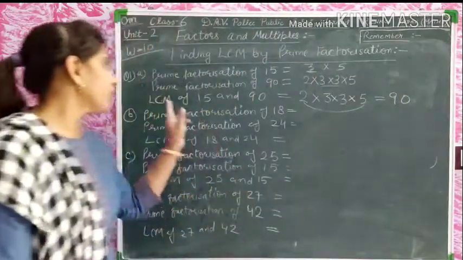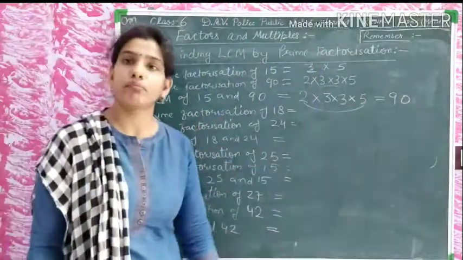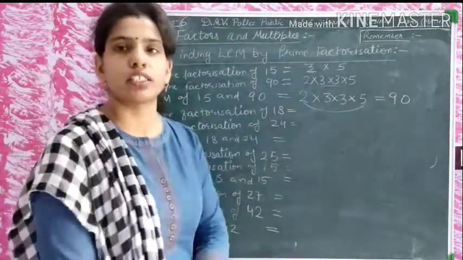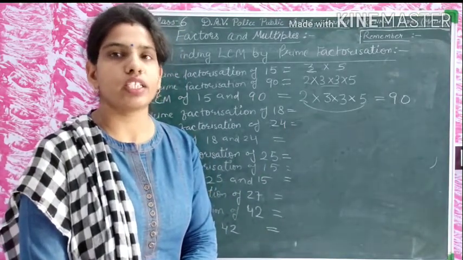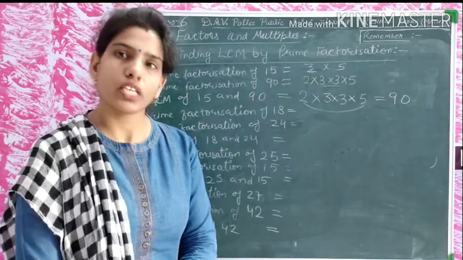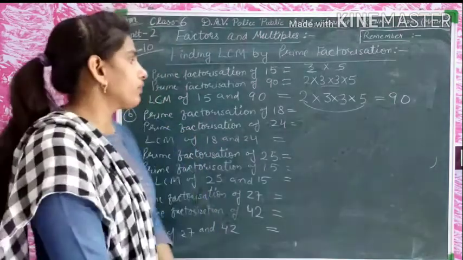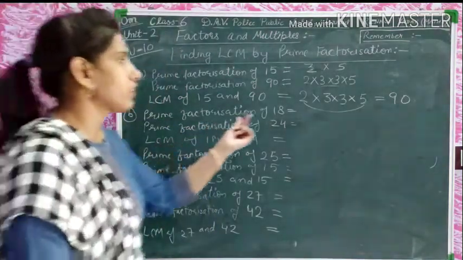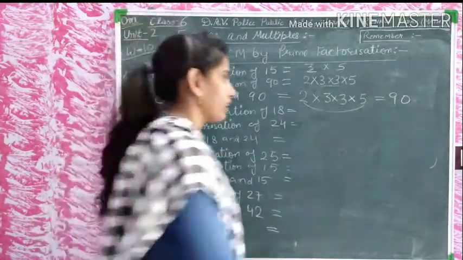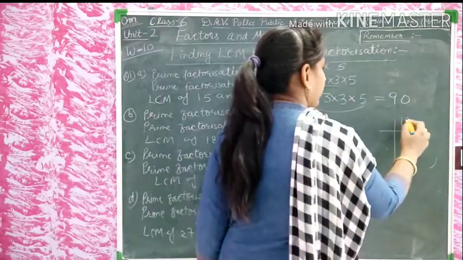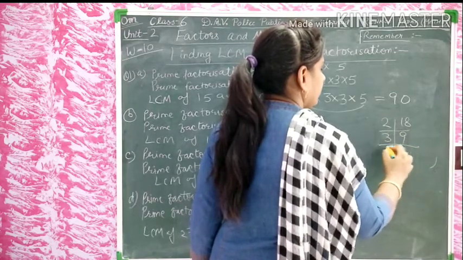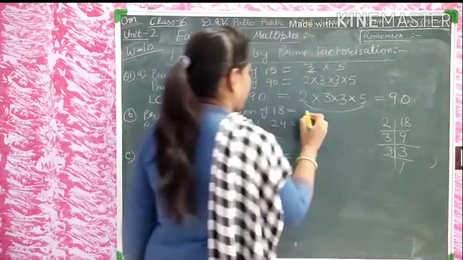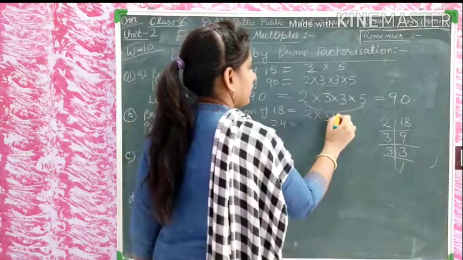Is this clear? We have found the LCM by prime factorization like this. Is this clear, students? This is a very easy method to find the LCM. Now we will do the prime factorization of 18. 2 into 9 is 18, 3 into 3 is 9, 3 into 1 is 3. These are the prime factors: 2 into 3 into 3.